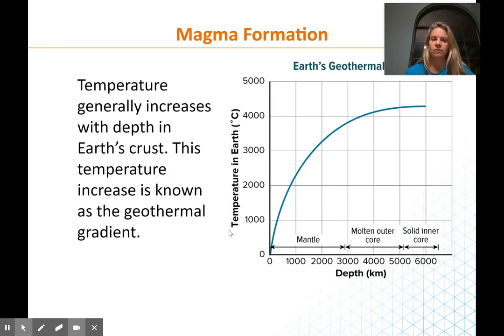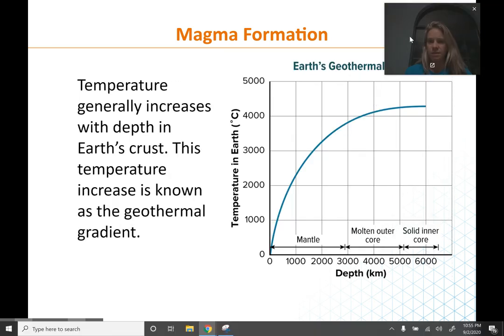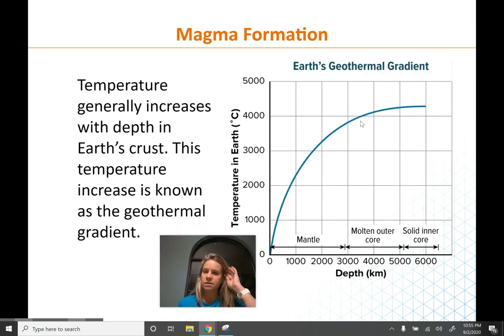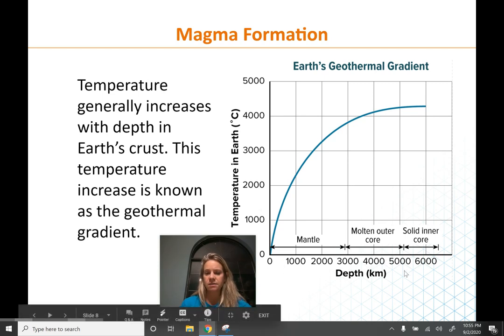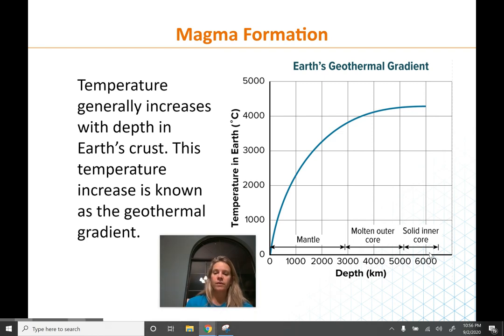So here we can see this gradient, and let me move my little picture. Temperature is on the left here on the y-axis, and on the x-axis is depth. As you get deeper and deeper, it tends to get hotter and hotter. You can see up in the mantle, we have lower temperatures, and then as you get deeper and deeper into the crust, the temperature increases and then tapers off towards the core. So that's the geothermal gradient. The deeper you go, the higher the temperature in Earth.